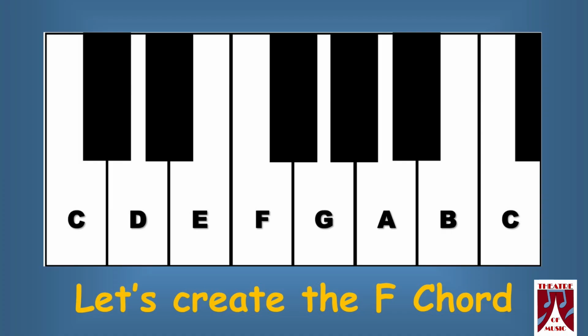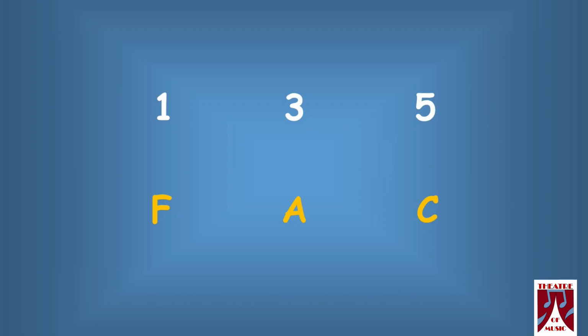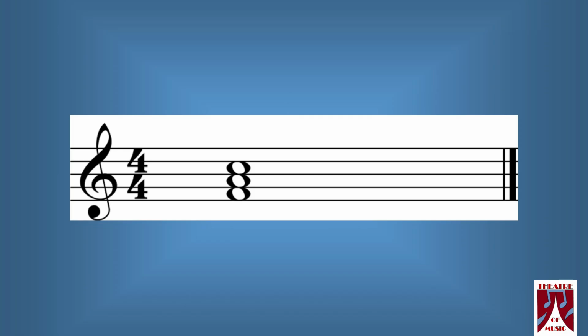Let's try another one. Start on F. Mini Mozart standing on the note F, and that is our number 1. We skip G and play A, our 3rd note. Skip B and play C, our 5th note. So your notes are F, A, and C. This time, if you look at the sheet music, all the notes land in the spaces, F at the bottom, A in the middle, and C on the top. So when you're working out a triad, the notes will either be all on lines or all in spaces.